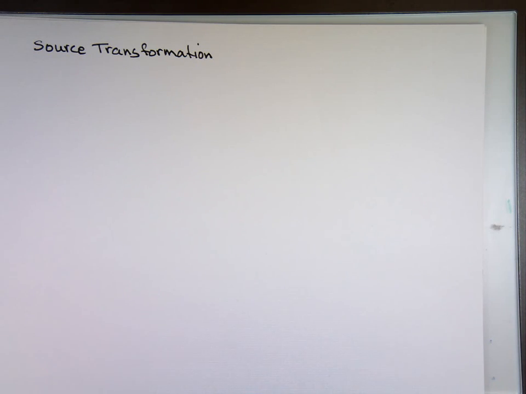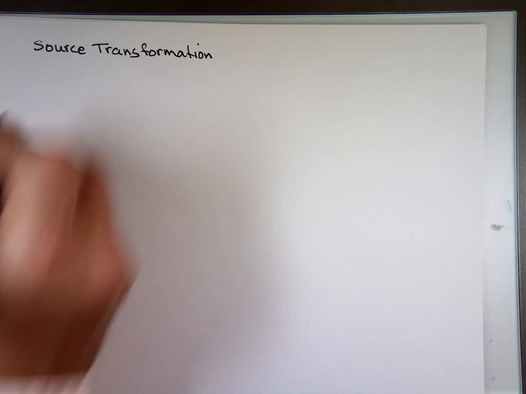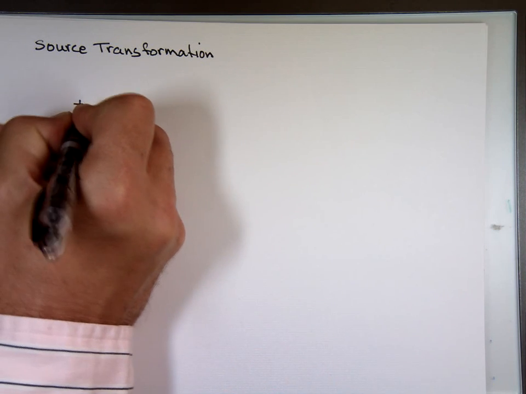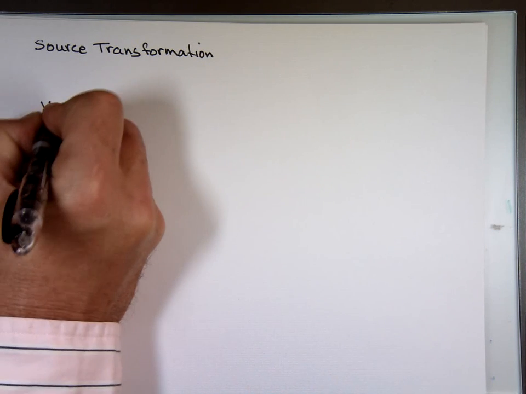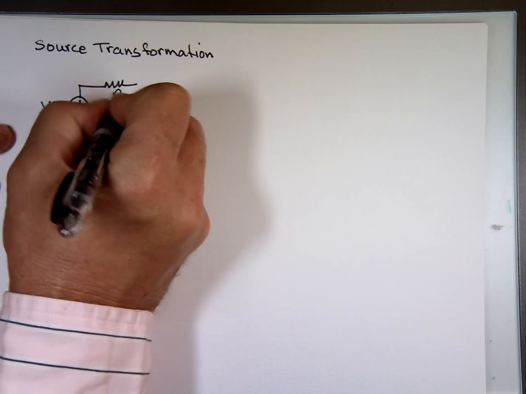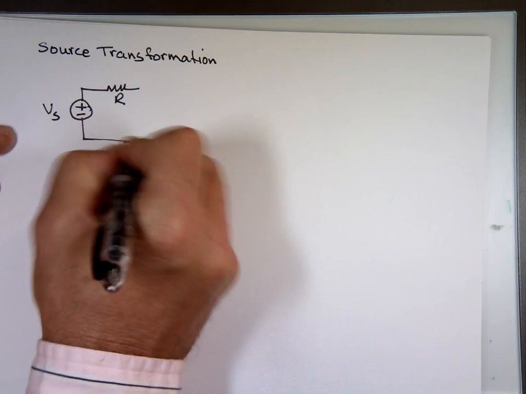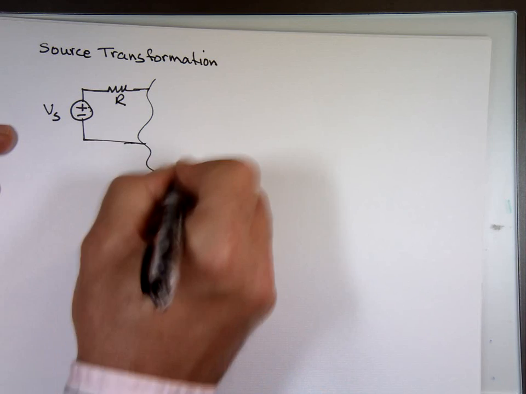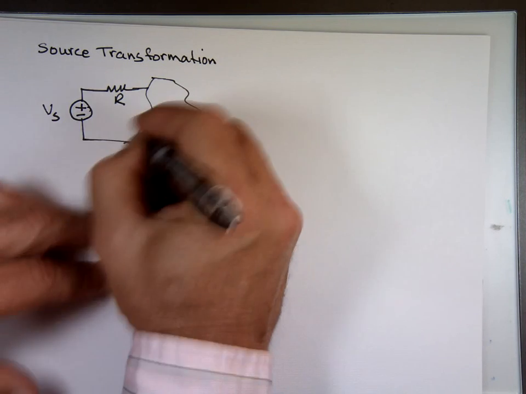Now let's look at source transformation. What source transformation says: if I have a voltage source, we'll call it Vs, with a resistor connected in series to the rest of a circuit. There's more to the circuit to come, I just don't want to draw the rest of it. This is the circuit here.